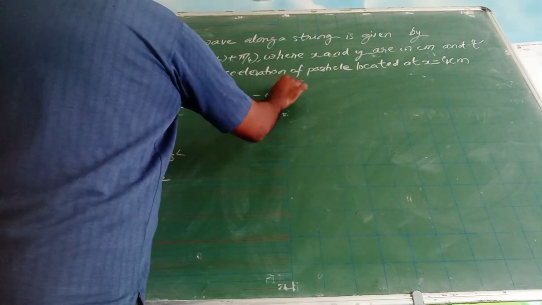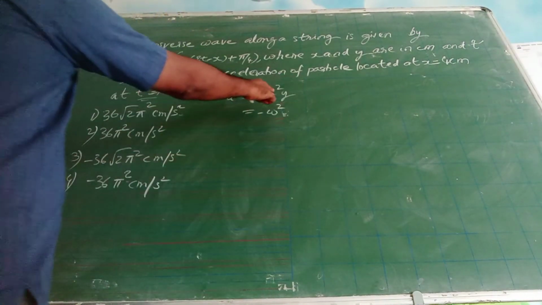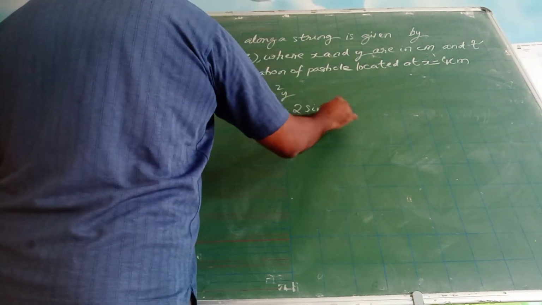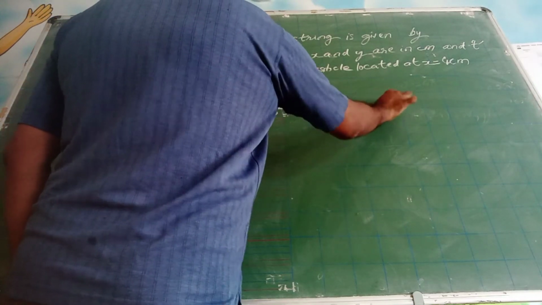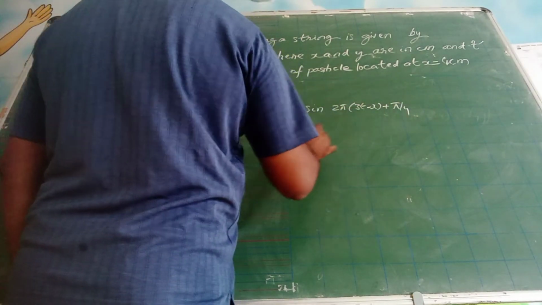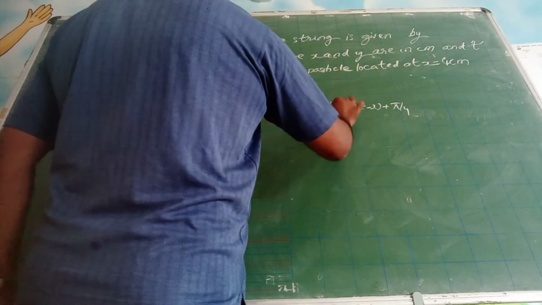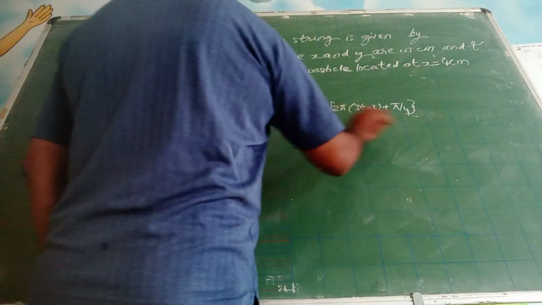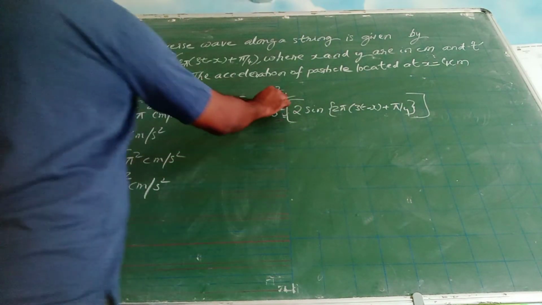Acceleration is equal to minus omega square y. For y, you have to write this: 2 sine [2 pi into (3t minus x) plus pi by 4]. This whole thing is an argument, okay? This 2 pi is only for this term. It is like this, okay? And square bracket. Now here we have to find the value of omega.